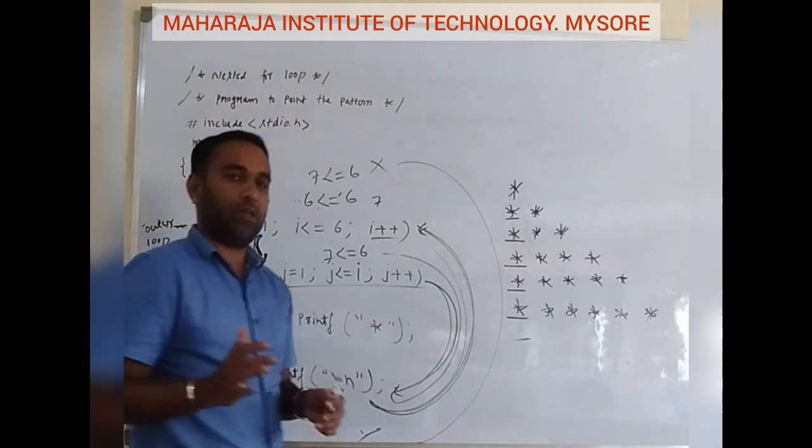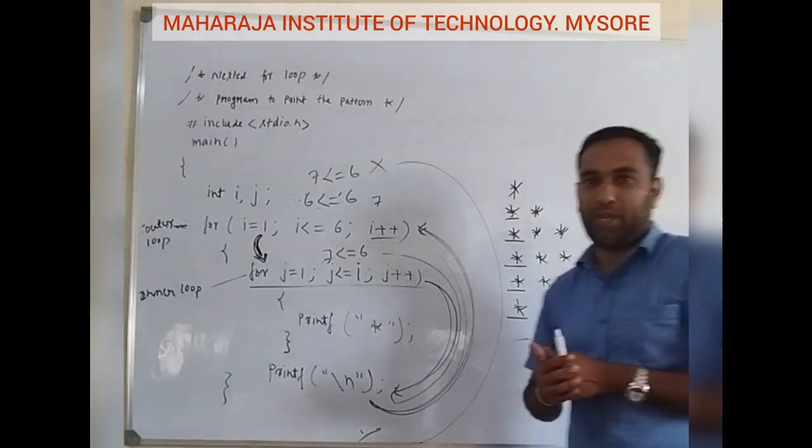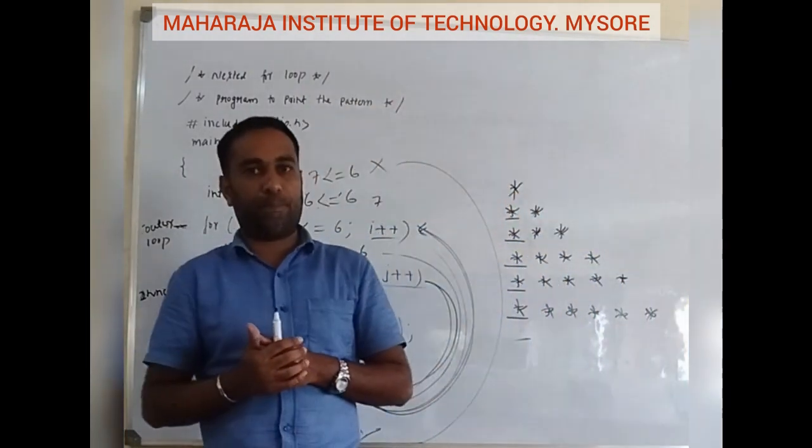This is all we are going to write for nested for. The nested for loop may be used in matrix multiplication examples. Thank you.